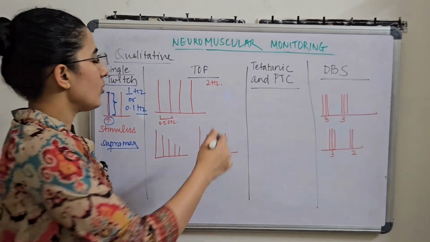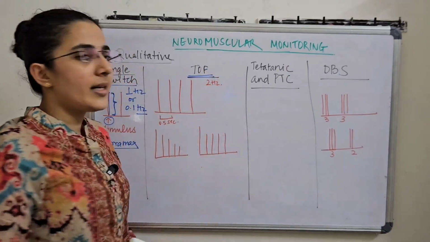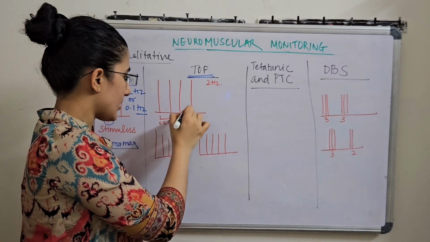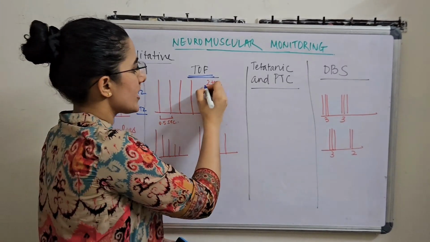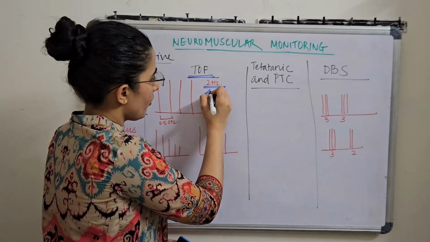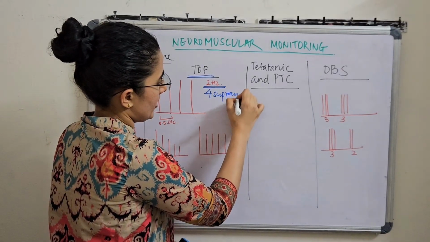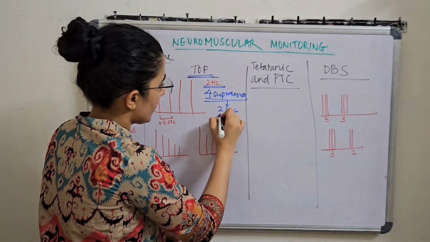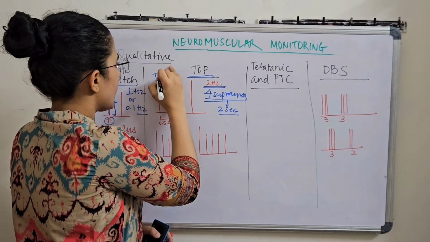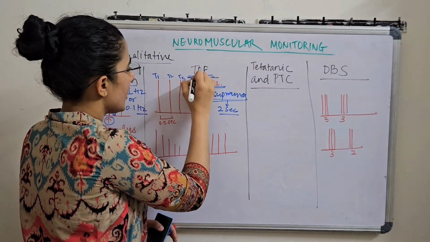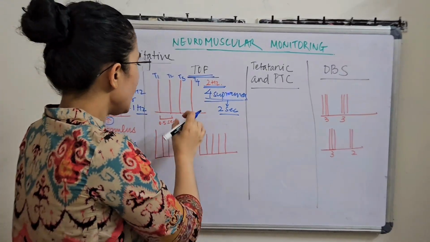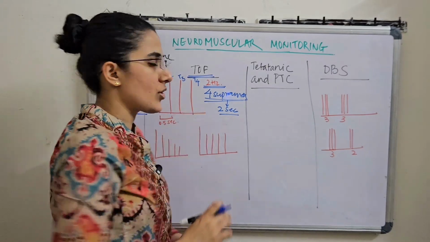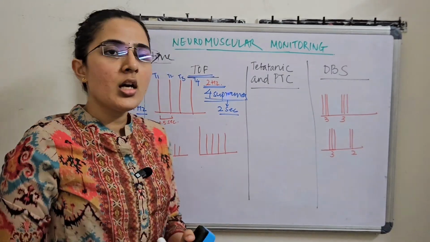Okay. So next, coming to one of the important things, the train of 4 monitoring. In train of 4, we give 4 supramaximal stimuli at a frequency of 2 Hz. So 4 supramaximal stimuli are given over 2 seconds. That is, there is T1, T2, T3 and T4. So basically 4 stimuli are given, separated by 0.5 seconds each. So this is the train of 4 monitoring.